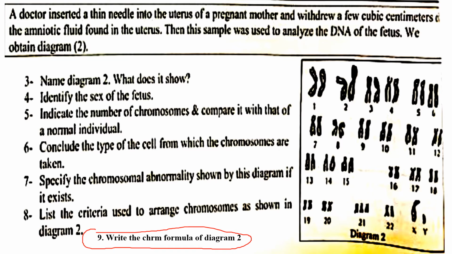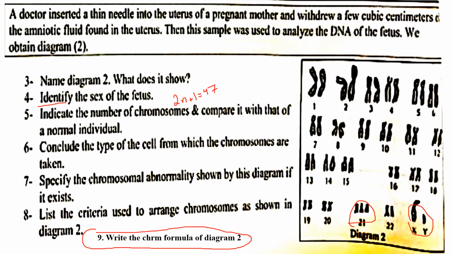Identify the sex of the fetus. This fetus is a male because he has XY, or 2 non-homologous sex chromosomes. Indicate, you know that identify comes with justification, the number of chromosomes, and compare it with that of a normal individual. If I count them all, okay, I get 47 because I have 3 copies of chromosome 21. For the number of chromosomes, you know the chromosomal number, I start with 2n. Since here I have an extra one, 2n plus 1 equals 47 chromosomes.